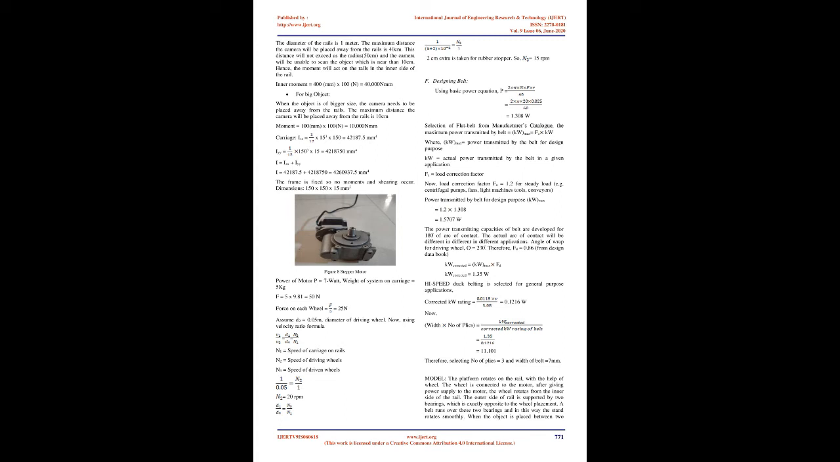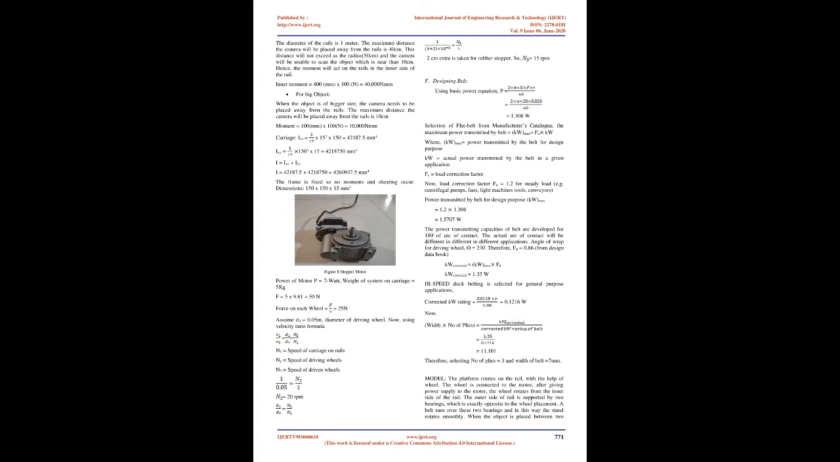For the small object, the diameter of the rails is 1 meter. The maximum distance the camera will be placed away from the rails is 40 centimeters. This distance will not exceed the radius, 50 centimeters, as the camera will be unable to scan an object nearer than 10 centimeters. Hence, the moment will act on the inner side of the rail. Inner moment equals 400 mm x 100 N, equals 40,000 Nmm.